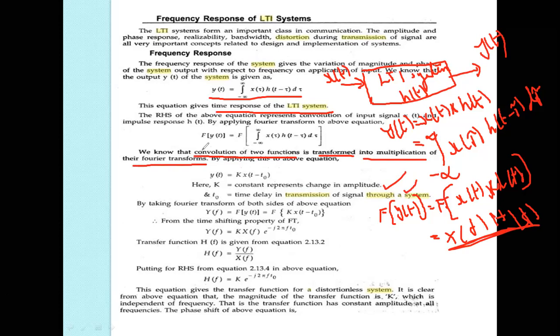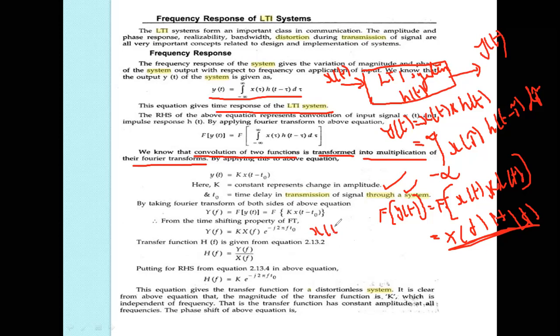So on the left hand side, the Fourier transformation of y of t is y of f. On the right, it is k into x of t minus t naught. K is the constant that represents the change in amplitude, and x is the delayed version by t naught, my students. Okay. From the time shift property of the Fourier transformation, y of f is equal to k into x of f e power minus j 2 pi f into t naught.